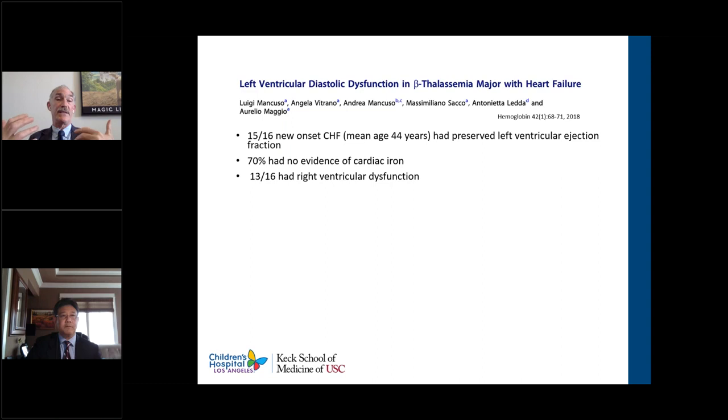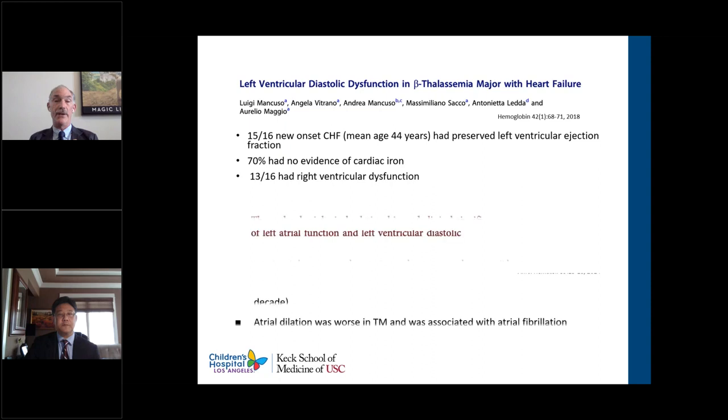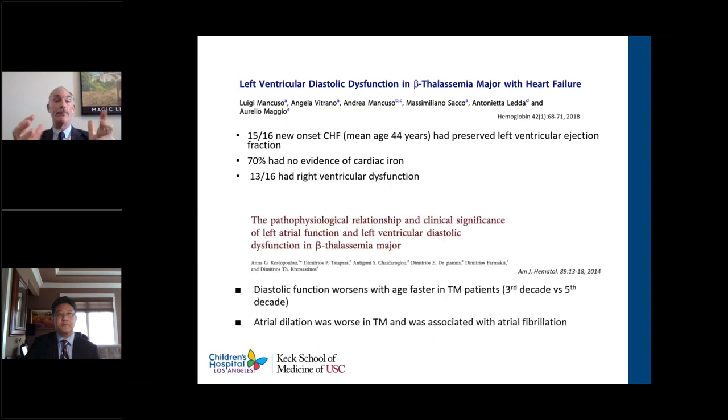And this is institution dependent. There was a report from Sicily in which 15 of the last 16 cases of heart failure presenting at their institution had preserved ejection fraction with very little evidence of cardiac iron. And most of these patients were presenting with right ventricular dysfunction. And there's another great paper out of the Greek group showing that the root cause is diastolic dysfunction, atrial dilation, and atrial fibrillation. And this occurs in thalassemia patients just like it occurs in normal people, but it's occurring about 20 years earlier.